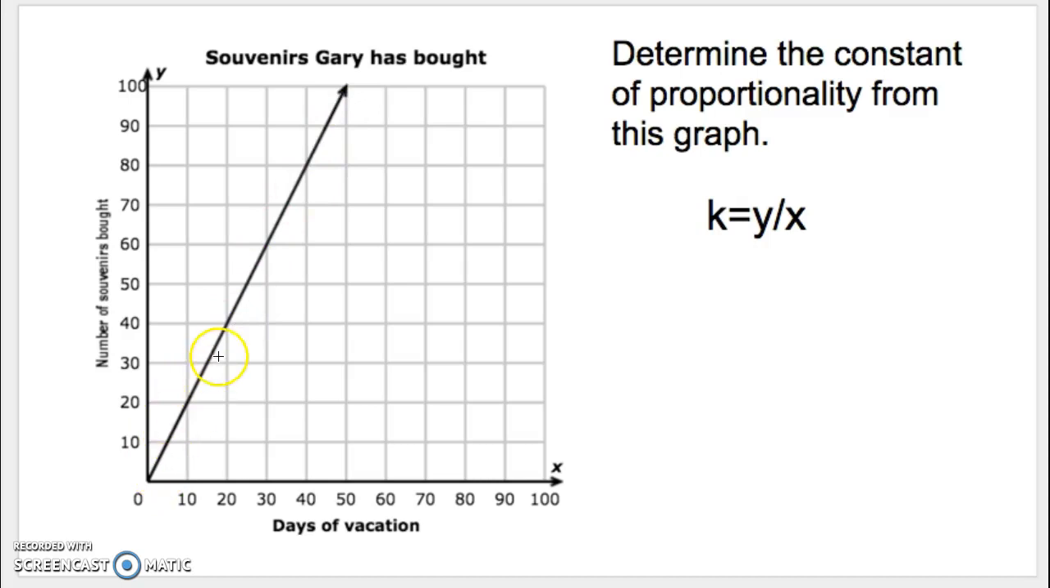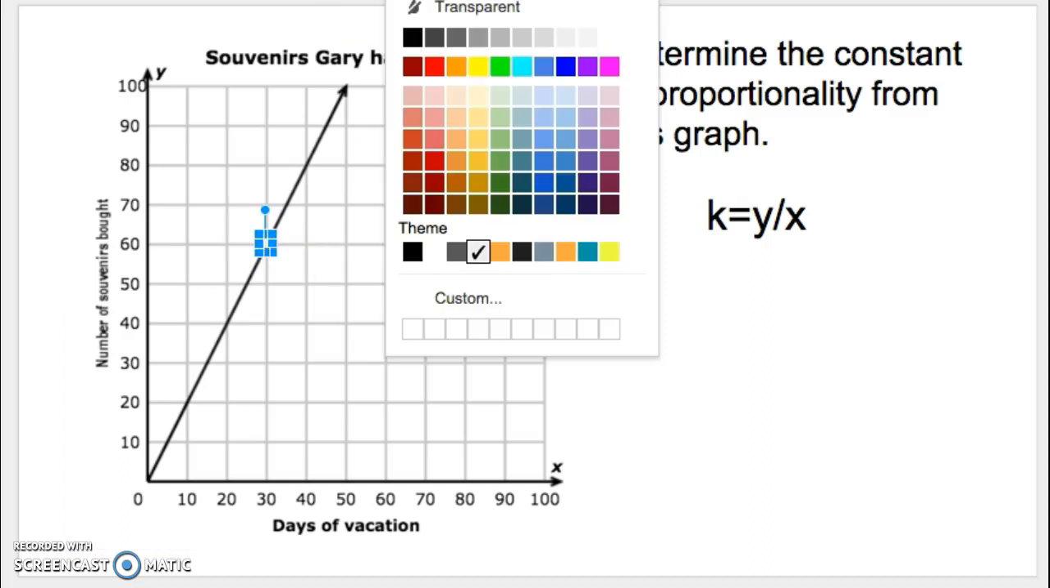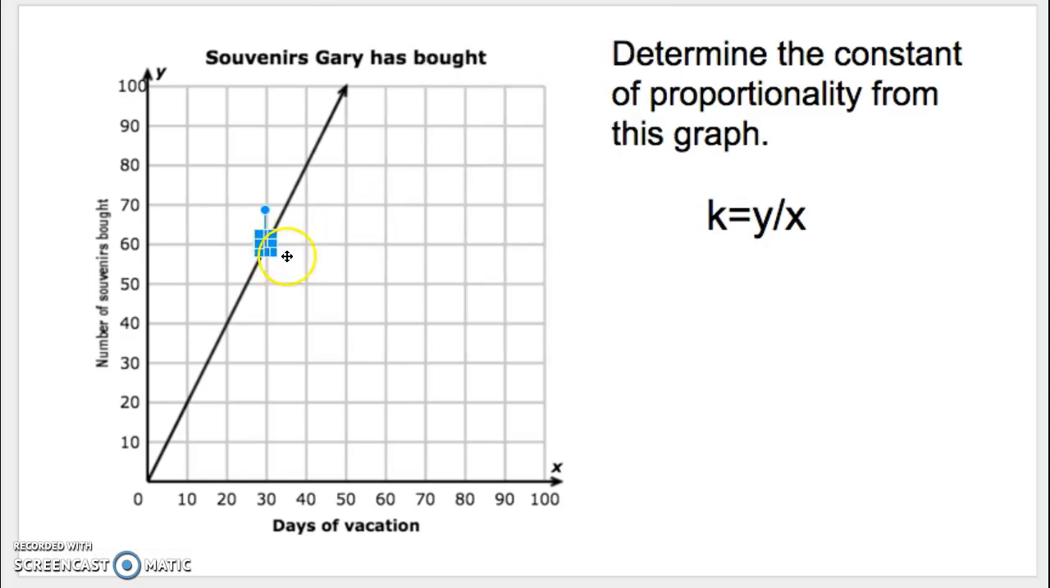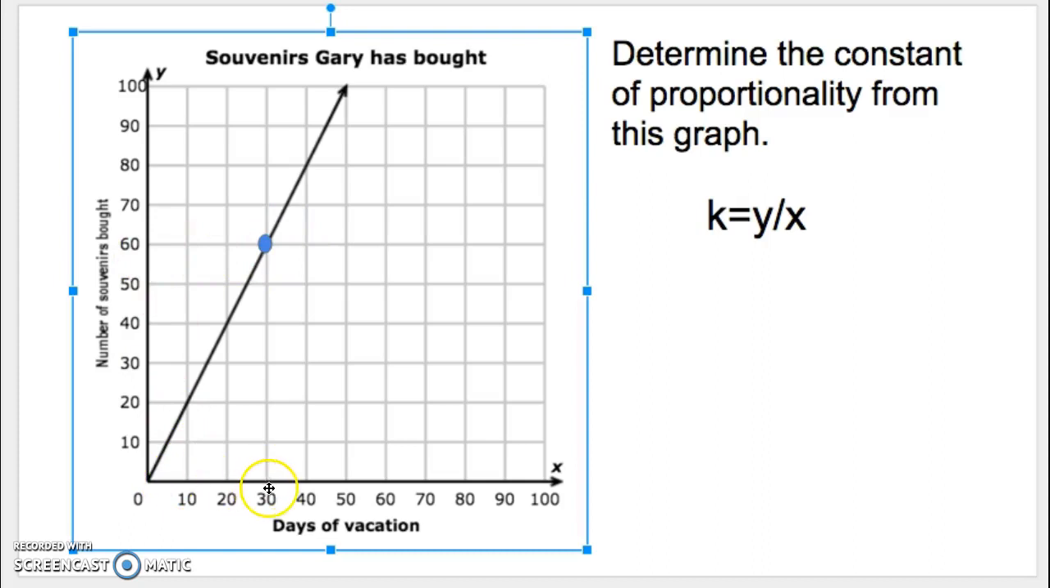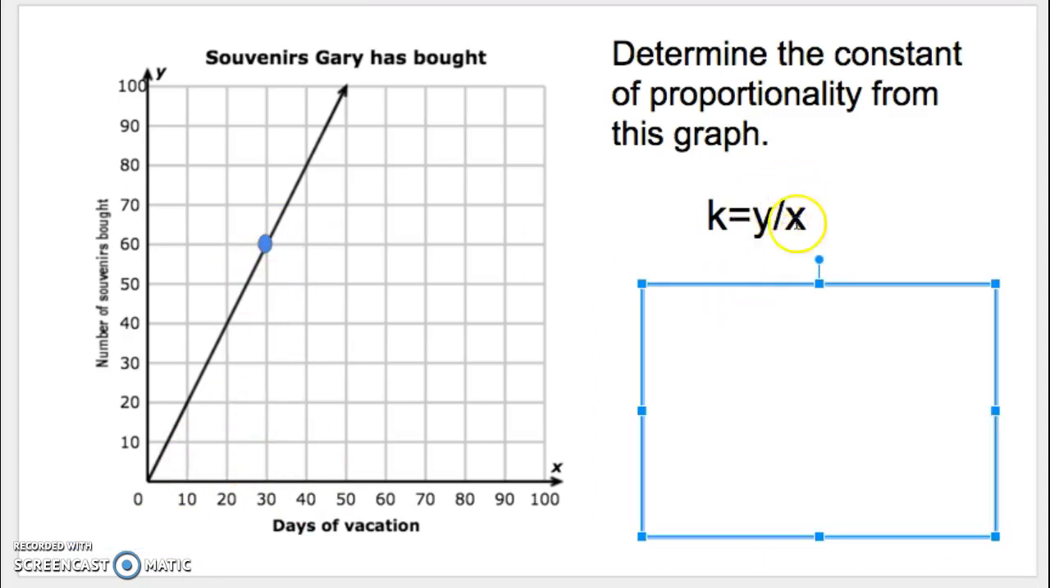Now there's more than one, and I noticed right here is a point that goes through the corners. So if I look at this point, we see that it is at 30, 60. Our ordered pairs are x, y, so this is at 30, 60. But my ratio is y divided by x. So if I look at my y value, I go up 60. And my x value is 30.